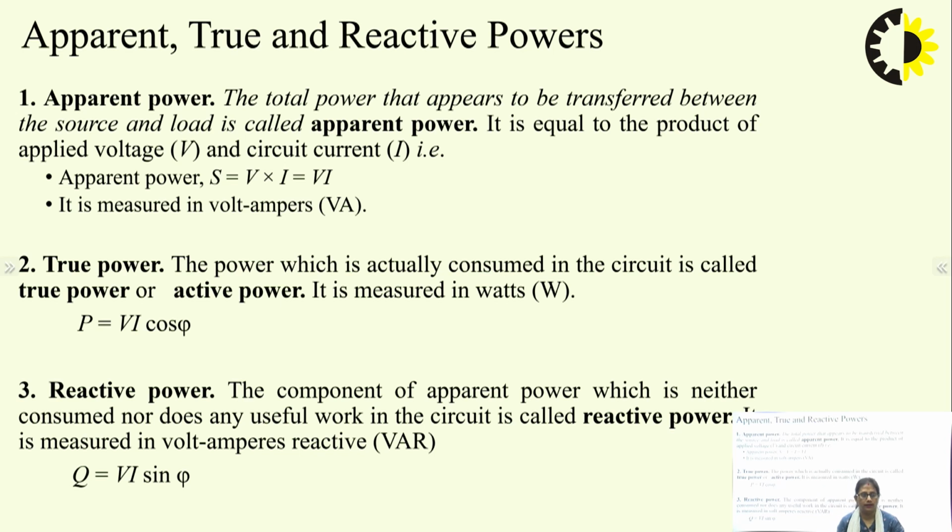Whereas what is true power? That is also named active power, true power, real power taken by the circuit, or the average power absorbed by the circuit. So the power which is actually consumed in the circuit is called true power. It is measured in watts, given by VI cos phi. V and I are the RMS values of the voltage and current. Cos phi is the power factor of the circuit, decided by the kind of load we are connecting.